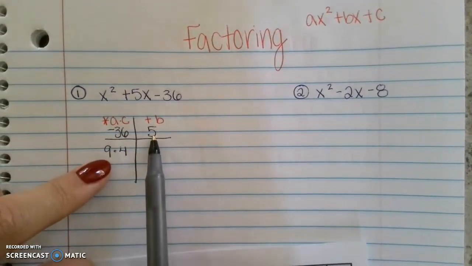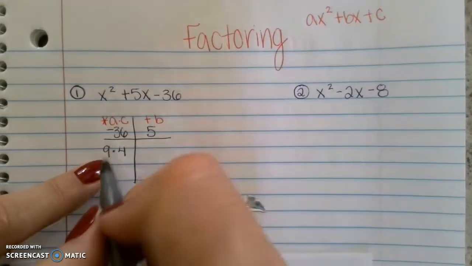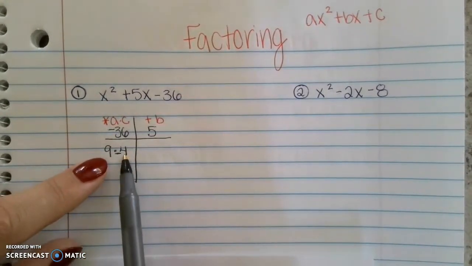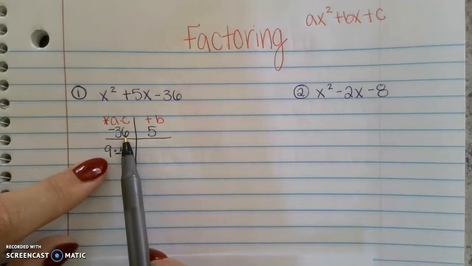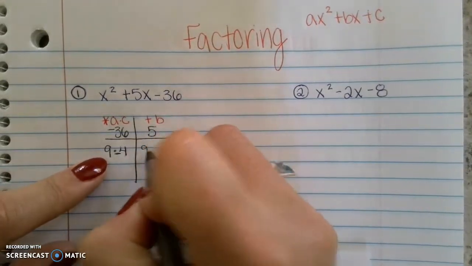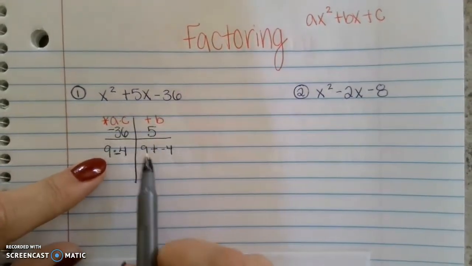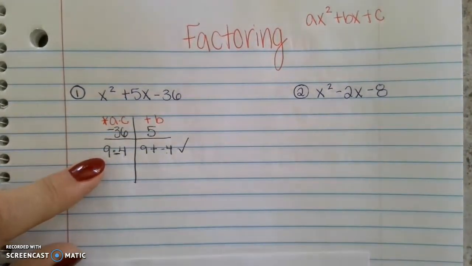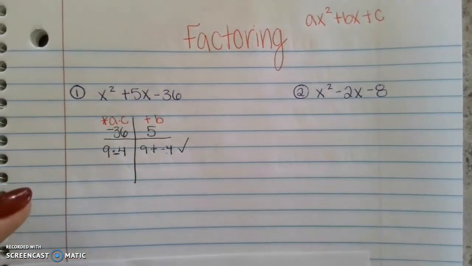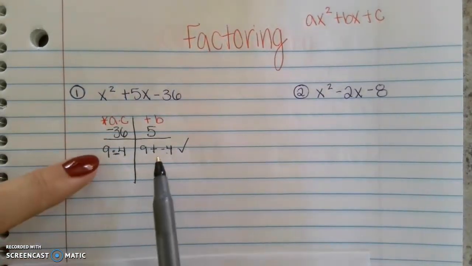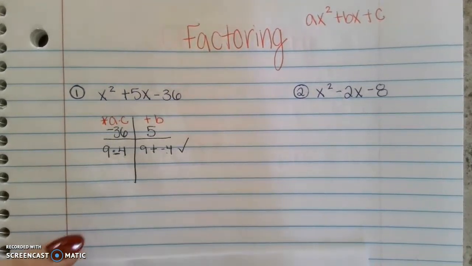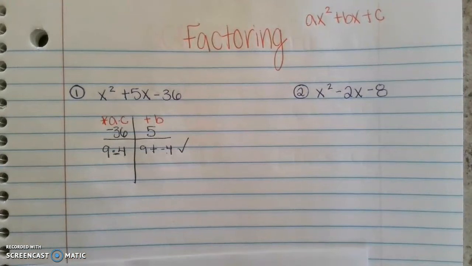So let's see, I want to add to get a positive number and multiply to get a negative. So I'm going to change my 4 to be negative. 9 times negative 4 will get me negative 36, and 9 plus negative 4, which is like 9 minus 4, does get me 5, so I'm good there. Now here's where you need to pay attention. A lot of you are just going to flip your answers and get x equals negative 9 and x equals 4. But that's not how we want to write our answers.